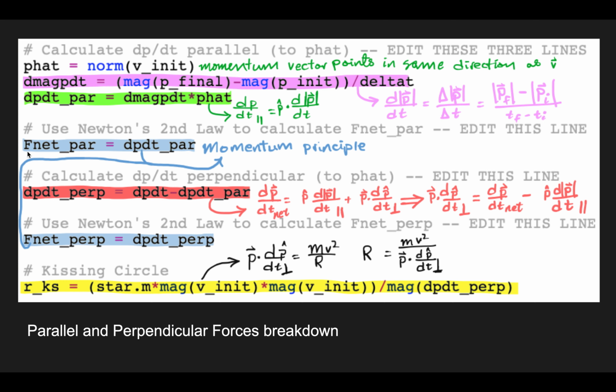So the parallel component of gravity is equal to the dP/dt parallel, and we use vector subtraction to get that dP/dt perpendicular is equal to dP/dt, which we found right here, minus dP/dt parallel, which is this. And we set the F net perpendicular also equal to dP/dt perpendicular.